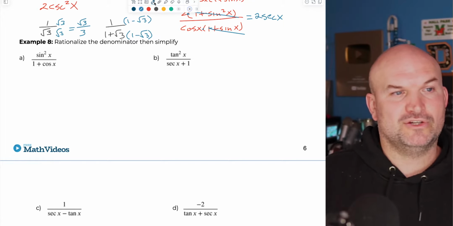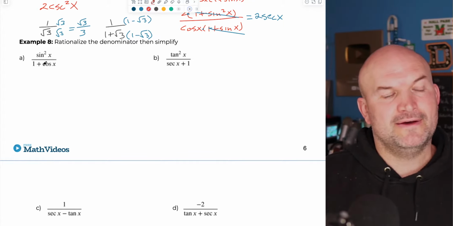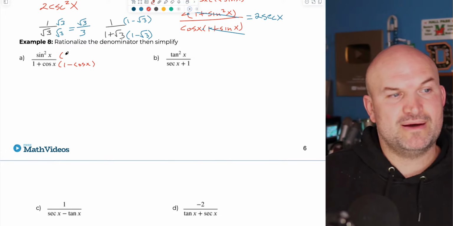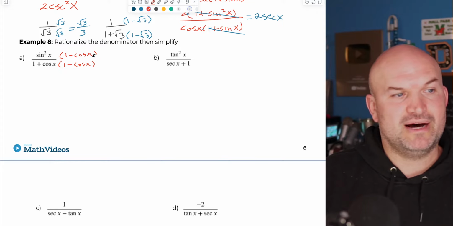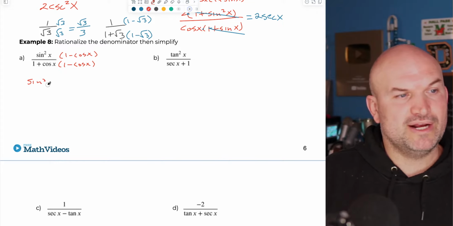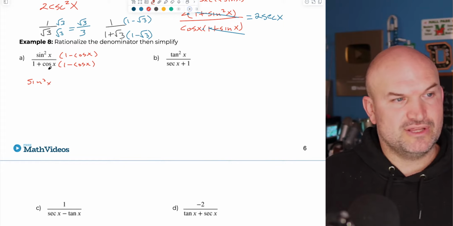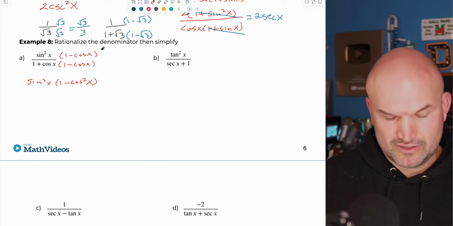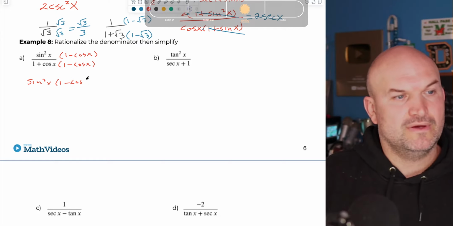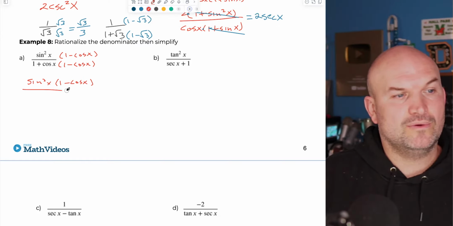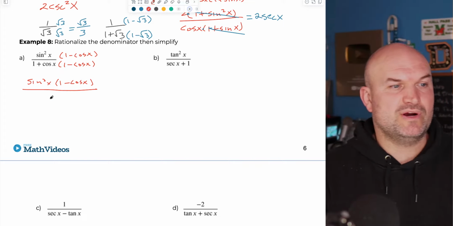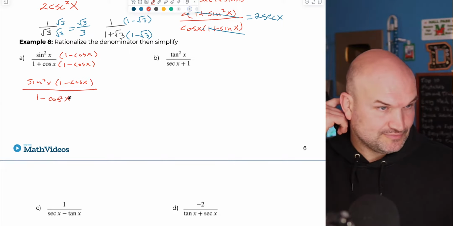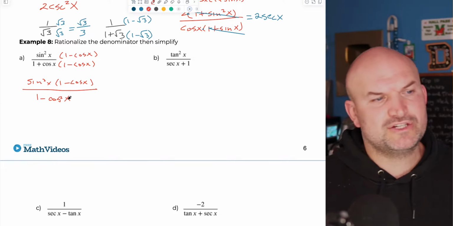So let's take a look at the first example. The conjugate of this would be 1 minus cosine of x, and you multiply by 1 minus cosine of x on the top and the bottom. So the numerator is going to be exactly as it is: sine of x times 1 minus cosine of x, not cosine squared of x, just cosine of x. And then in my denominator, again, this is a difference of 2 squares, so this is going to be 1 minus cosine squared of x.